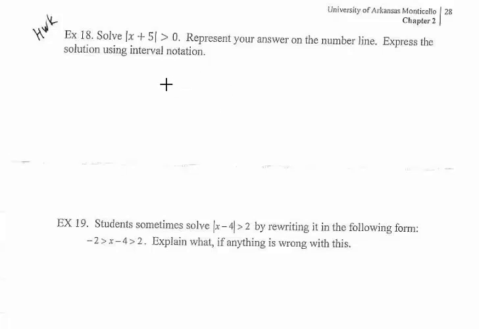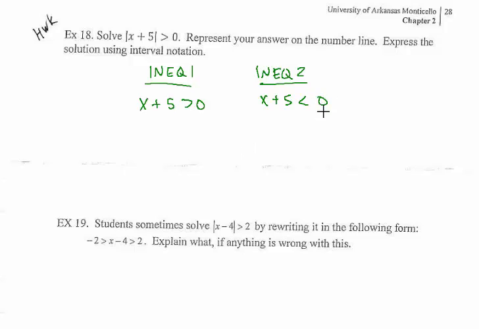Okay, 18. Absolute value is already by itself, so we'll just go ahead and separate it into two inequalities, 1 and 2. And so the first one we just drop the bars, and then the second one we drop the bars, flip the inequality, and we could put a negative in front of the 0 if you wanted to, just to keep the procedure the same. But the negative is not going to change the 0, and so you could just put a 0 here. Now, we solve each one.